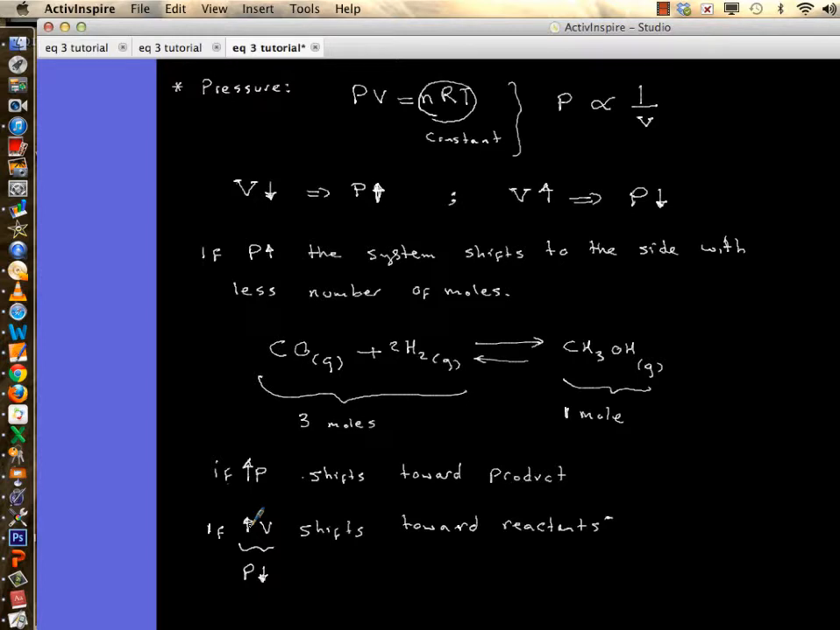So that's pressure. Now, also, I want you to just remember, if you touch pressure, the value of K does not change. Kc is not affected. The only thing that changes K is temperature. Now let's look at temperature for this exothermic reaction.